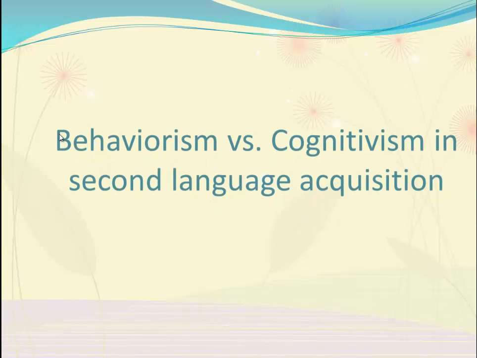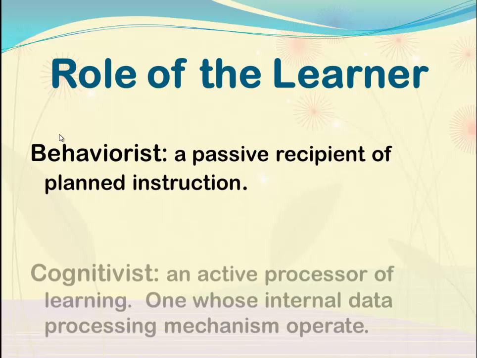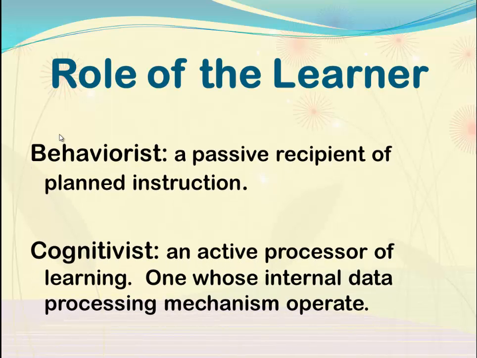What are the differences in the roles of behaviorism and cognitivism in second language acquisition? About the role of the learner, in behaviorist theory, students are considered as a passive recipient of planned instruction. However, in cognitive learning theory, students are an active processor of learning. They are the ones whose internal data processing mechanism operates.